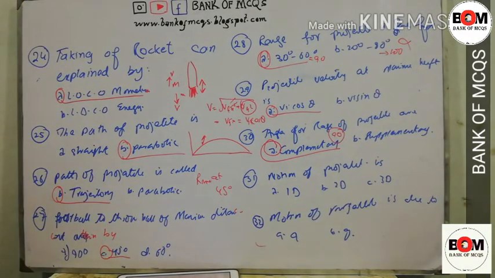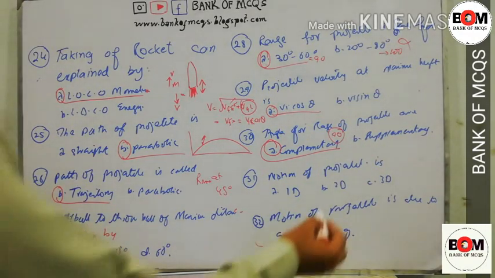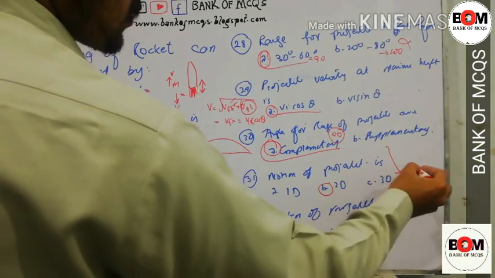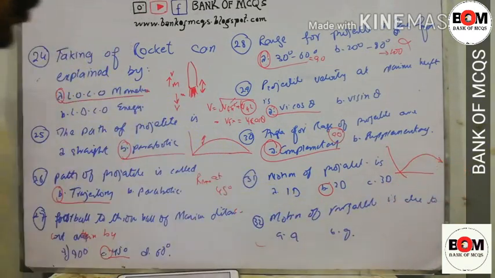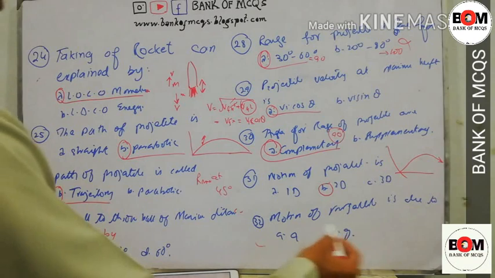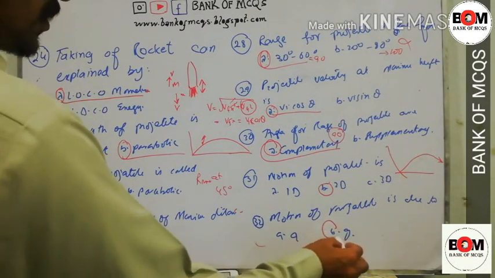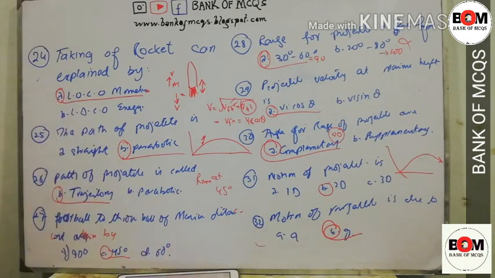Motion of a projectile is 1D, 2D or 3 dimensional? The motion of a projectile is 2D because the ball moves upward as well as forward. So it is 2D. Motion of a projectile is due to acceleration or gravity? So the motion of a projectile is due to gravity.